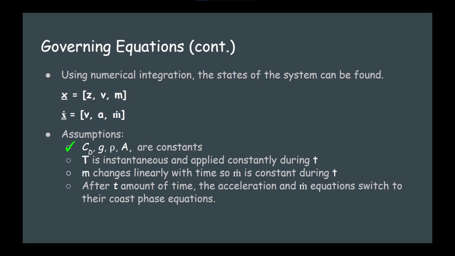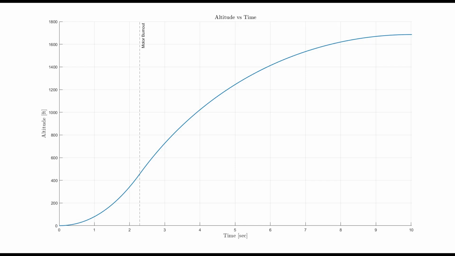Thrust is assumed to be instantaneous and applied constantly during t. M changes linearly with time, so m dot is constant during t. After t amount of time, the acceleration and m dot equations switch to their coast phase equations. Here is an altitude versus time graph of the rocket shown at the beginning of this video.